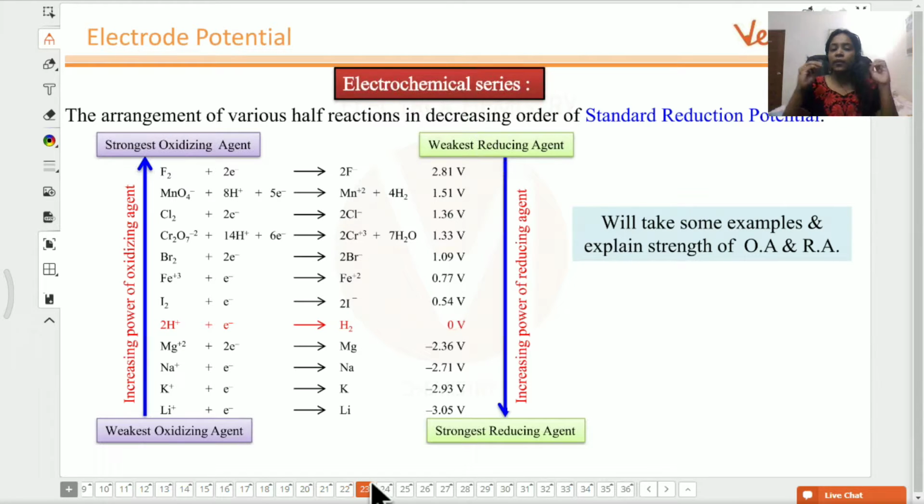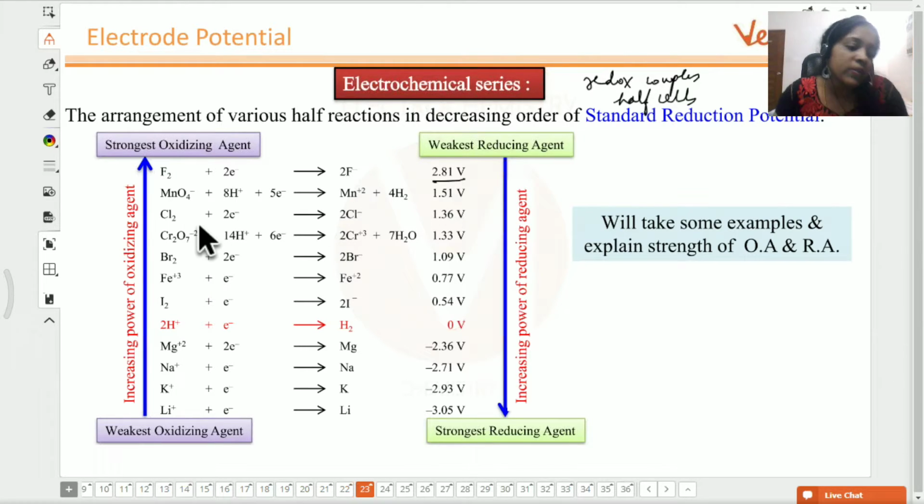Electrochemical series is a series of what we call redox couples. Redox couples are just another way of calling half cells. So we are talking about the arrangement of these different half cells by their electrode potential values in terms of reduction potential. All the values which you see here, 2.81 volt, minus 3.05 volt, are in terms of their standard reduction potential values, at 298 Kelvin.